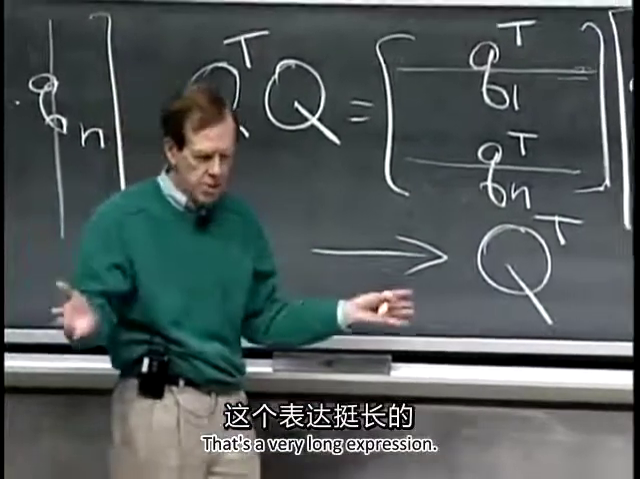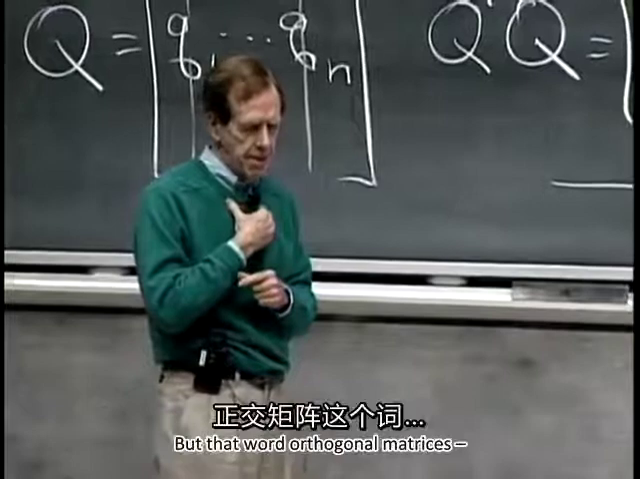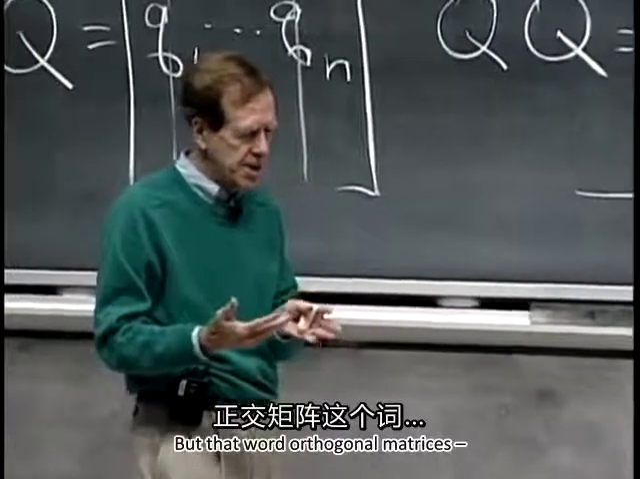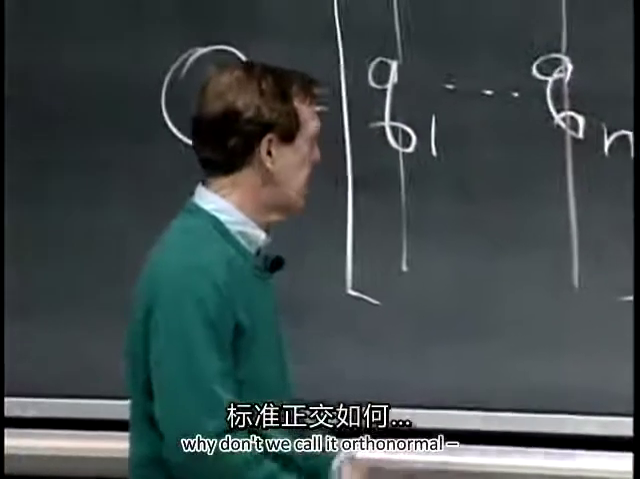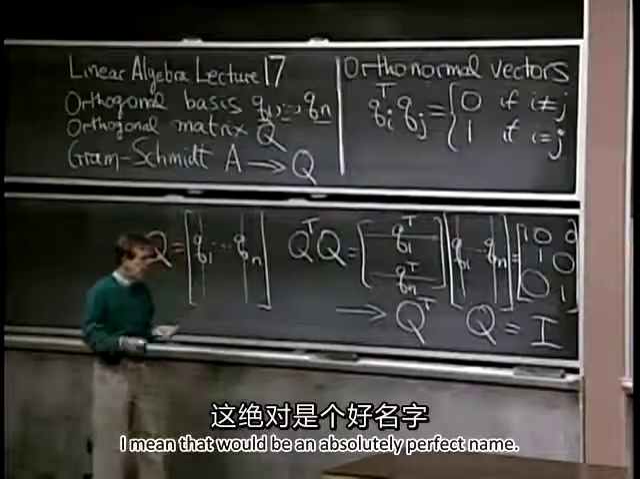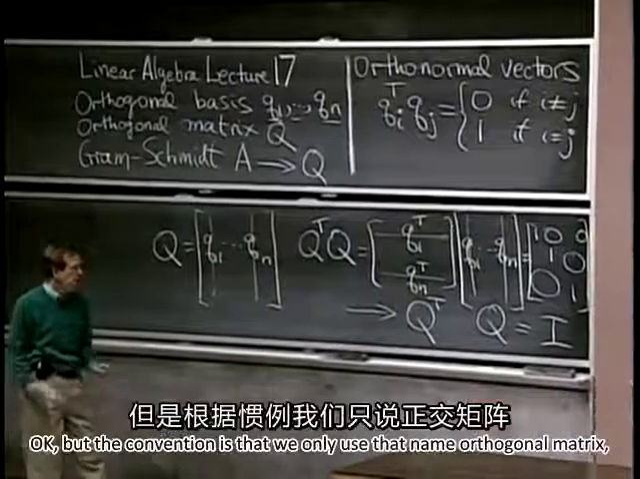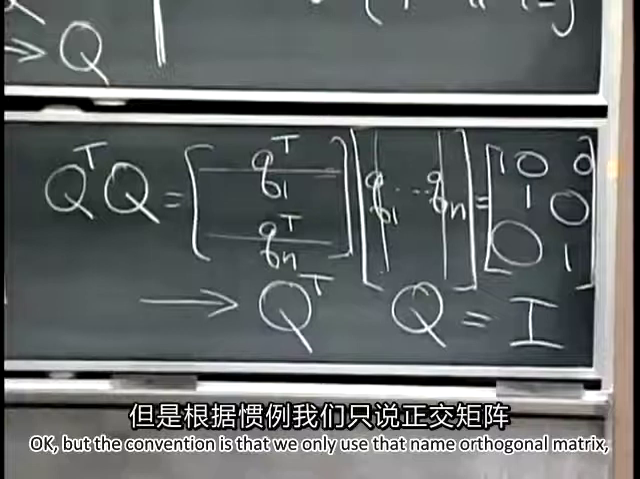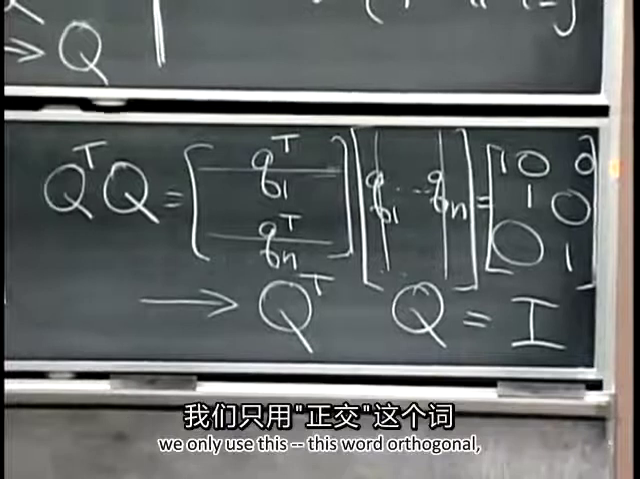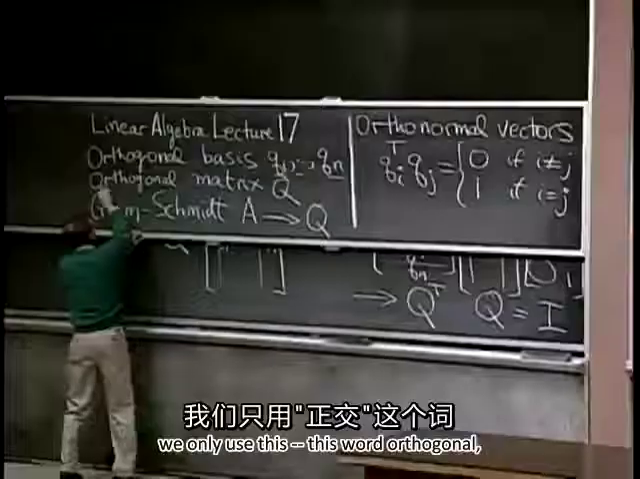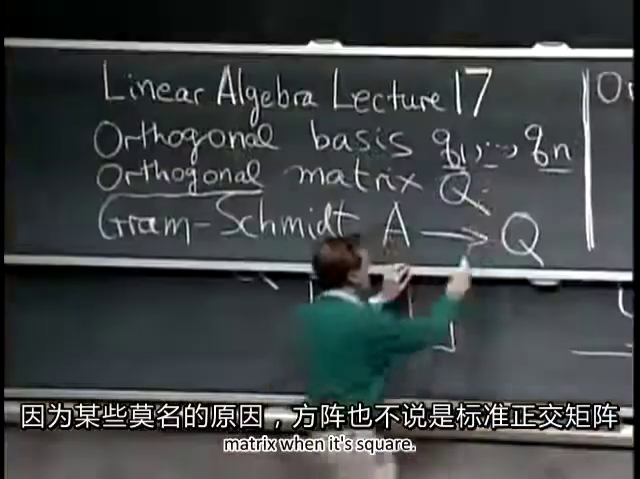That's a very long expression. I am sorry that I can't just call them orthogonal matrices. Or maybe I should be able to call them orthonormal matrices. Why don't we call it orthonormal matrices? That would be an absolutely perfect name for Q. Call it an orthonormal matrix because its columns are orthonormal. But the convention is that we only use the name orthogonal matrix. We don't even say orthonormal, for some unknown reason. Matrix when it's square.